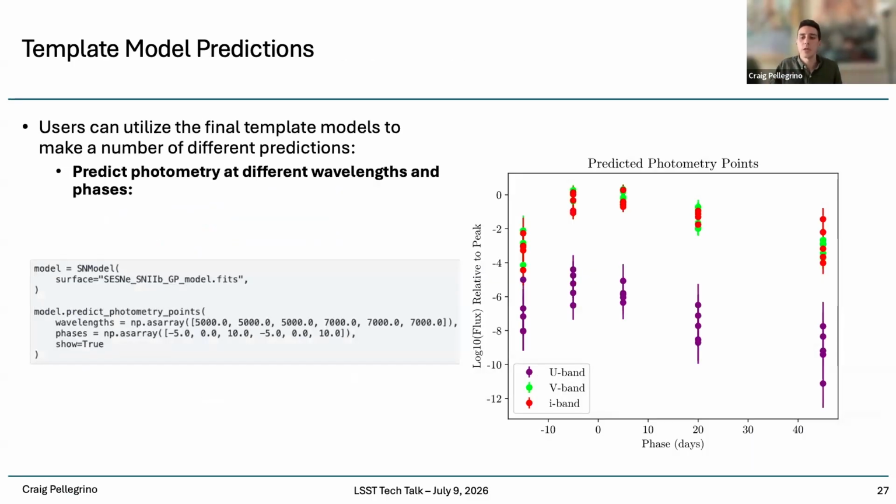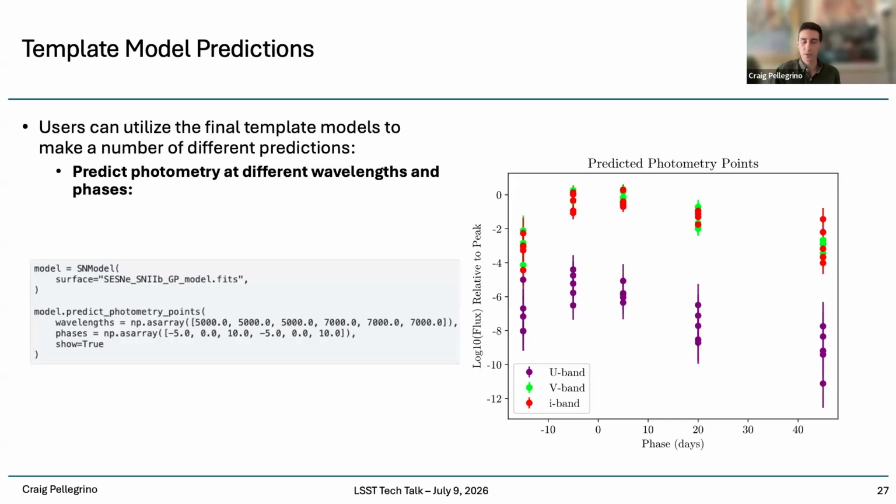There's also a number of other predictions that one can make using these template models. All these examples that I'll show have really straightforward user-facing functionality that's available through the GoPro code, and there are some example notebooks on the repository to walk you through that. So for starters, users can predict photometry at any arbitrary wavelengths or phases that are covered by a model. So that's, for example, shown here. These are something like 5 iterations of predicted photometry in the U, V, and I bands at different phases.